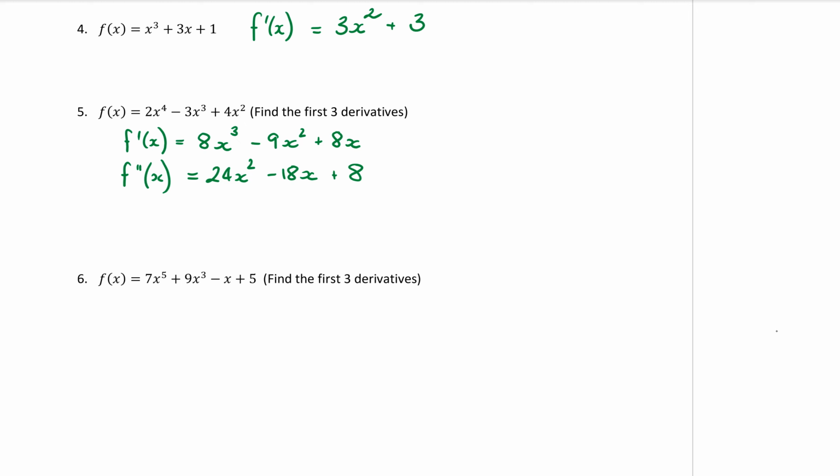We want the third derivative, so that means we want 3 dashes, and we do the process again. 2 times 24 is 48x to the power of 1 because we subtract 1 from the power. The minus 18x would become minus 18, the x disappears, and differentiating the 8 is gone altogether.